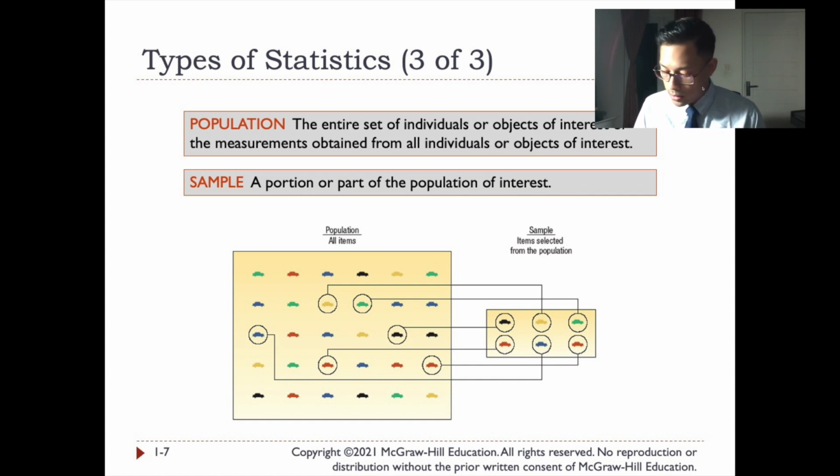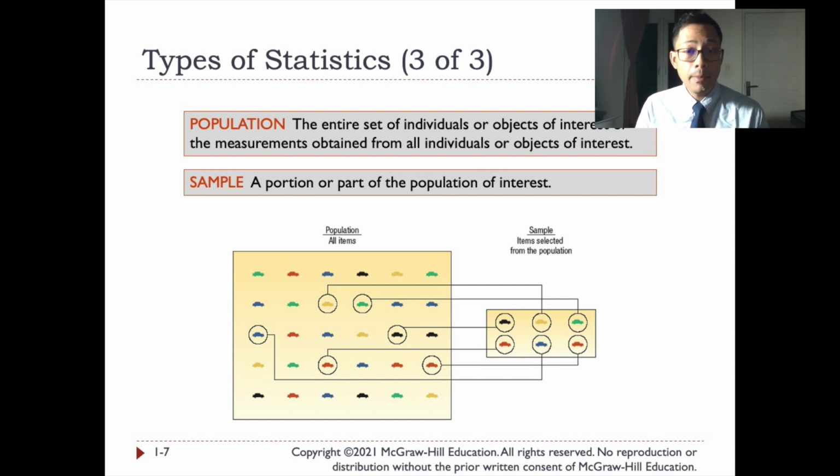Your population includes cars with different colors. They have green cars, yellow cars, blue cars, red cars, and black cars. But since you're not choosing the sample in a random manner, you could end up with a sample that is biased. In other words, it's not going to be representative of the population.